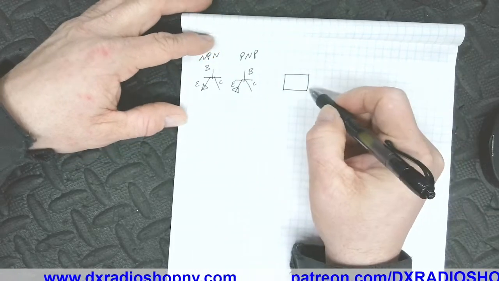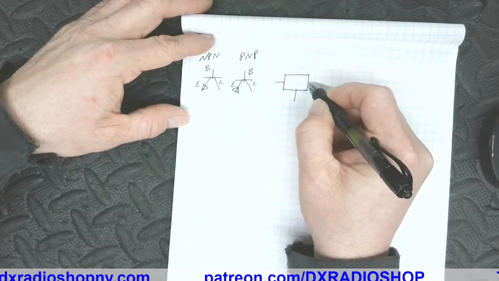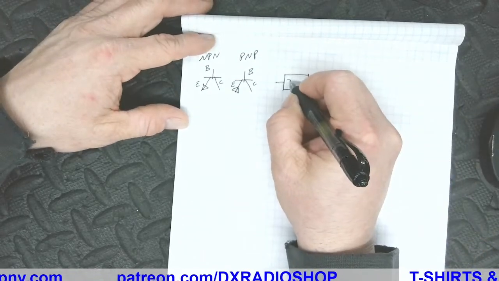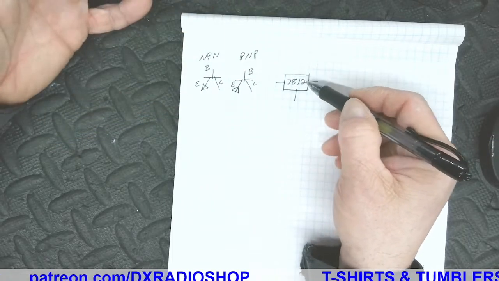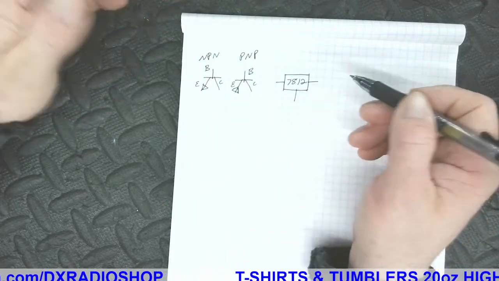You might see that in a print. You might see a line here, a line here, and a line here. So we'll call that a 7812 for a 12 volt regulator. It could be a 7808, 7805, whatever, right? So we're just going with a 12 volt, right?